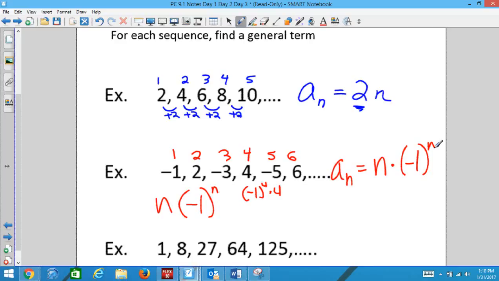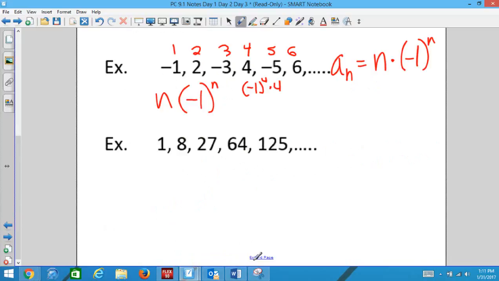Some of this is trial and error. I'm going to give you tips, but a lot of it is trial and error. The next one. We've got first term, second term, third term, fourth term, fifth term. N to the third. So if I plug in the fourth term and do that to the third, does that work? The fifth term to the third, does that work?